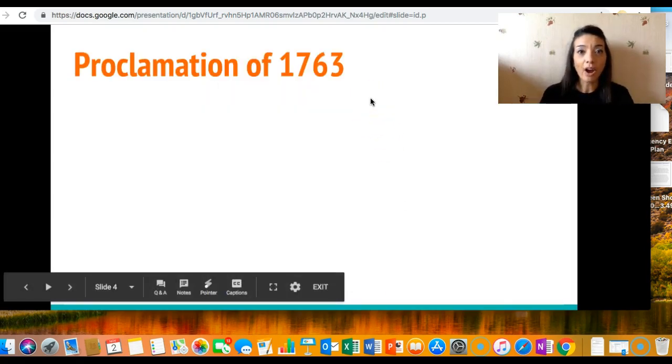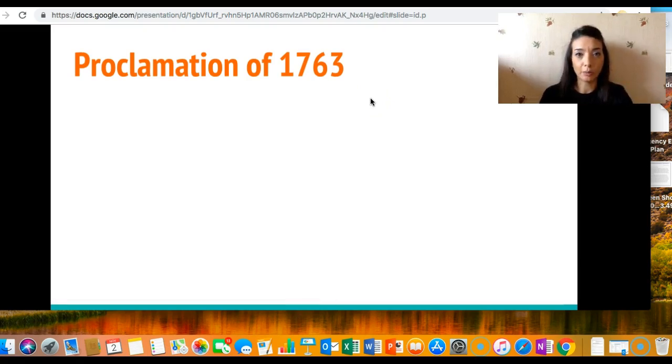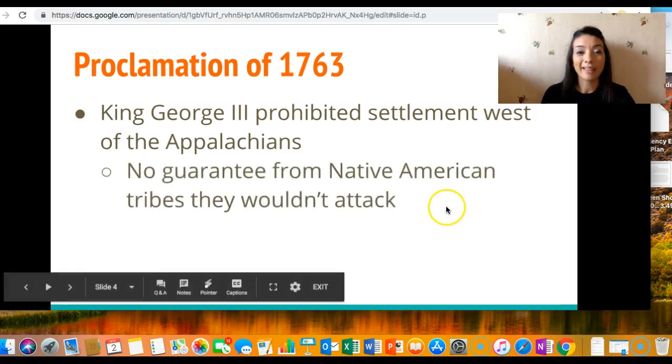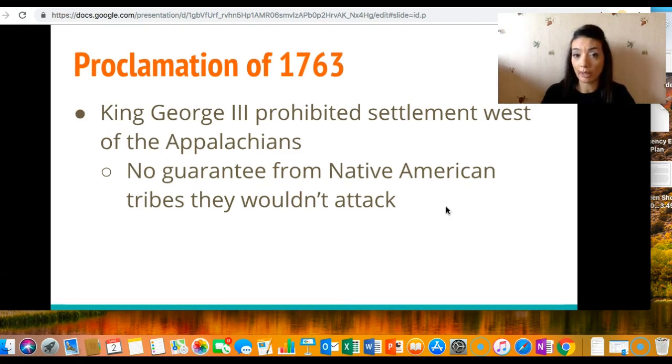So here are the series of Intolerable Acts. The Proclamation of 1763 prohibited settlement west of the Appalachians. So the Appalachians are a mountain range kind of on the eastern side of the United States. And King George doesn't want anybody going west. So if you think of a map of the United States, he doesn't want anybody going left of the Appalachians, because there wasn't any guarantee that Native American tribes wouldn't attack.